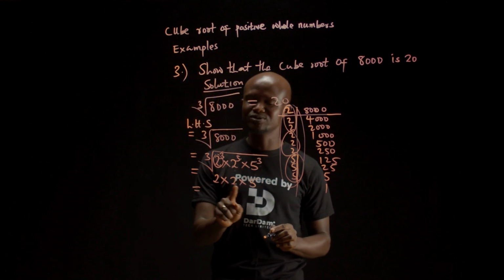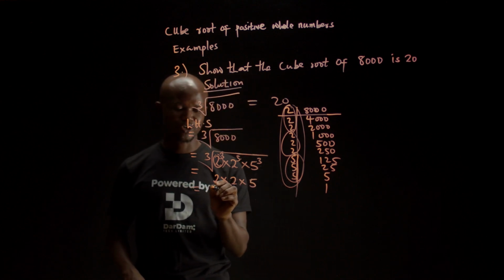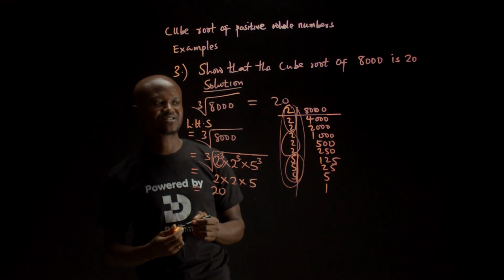So it means that 2 times 2, what do we have? That is 4. 4 times 5, that's what? 20. That is the solution to the problem.